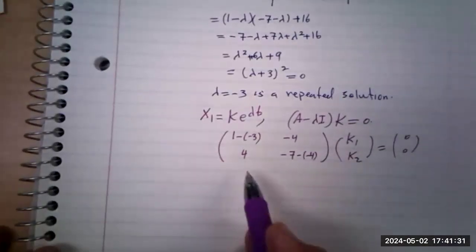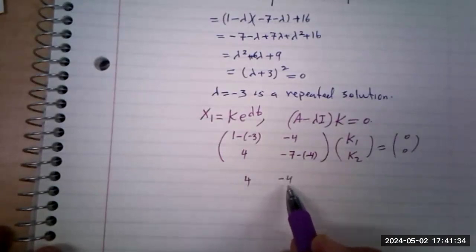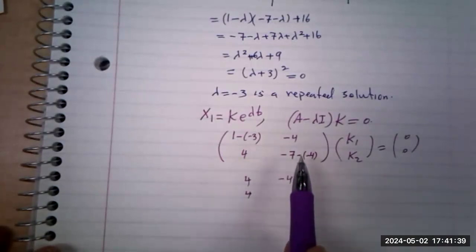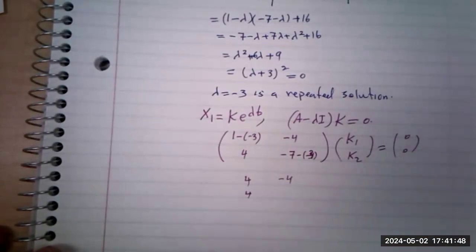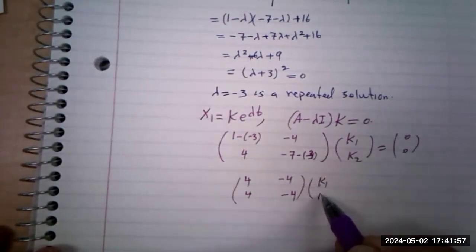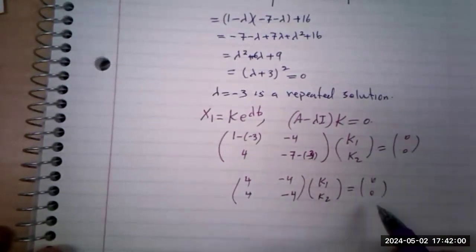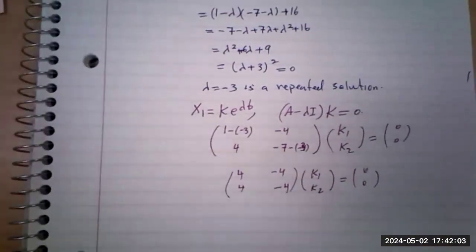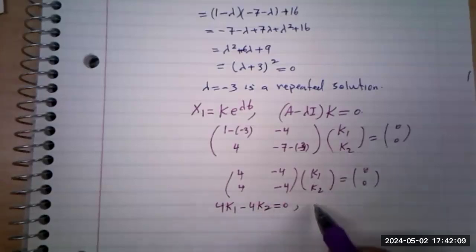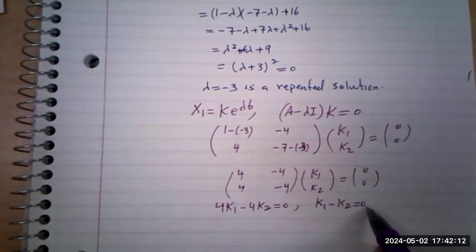Let's get the first row, which is going to be 4, -4. We don't need this one. The rows must be the same, or one of them must be a multiple of the other one. So just get the first row, multiply: 4k1 minus 4k2 equal to 0. That gives you k1 minus k2 equal to 0, so they are the same.